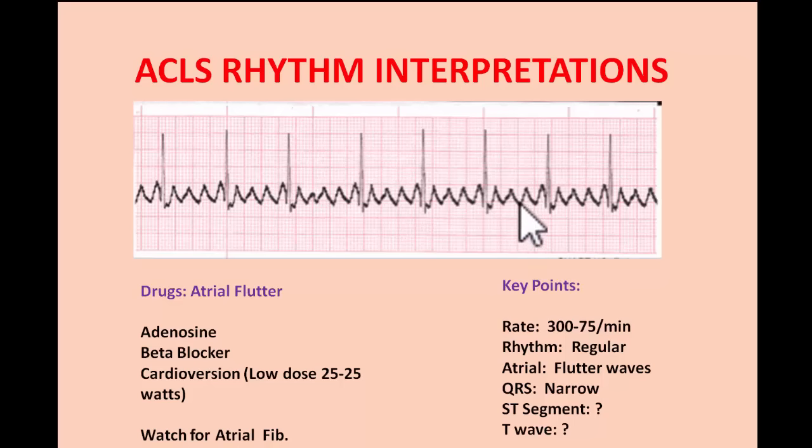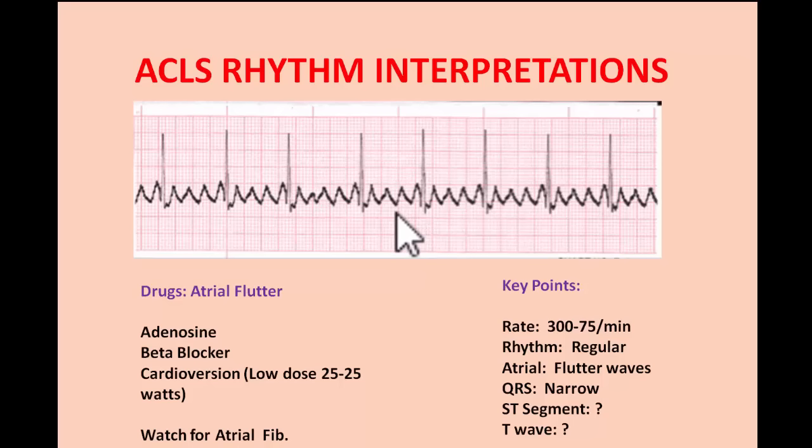There is a 4-to-1 conduction of atrial beats. There's 1, 2, 3, 4, and the QRS conducted. So there is 4-to-1 conduction. The ST segments cannot be seen, and the T waves cannot actually be seen in the presence of atrial flutter.